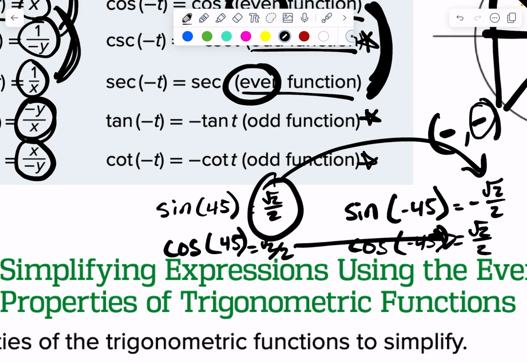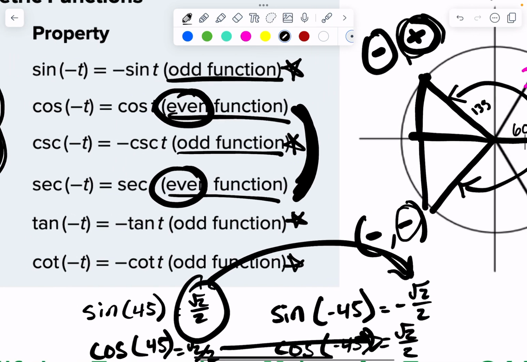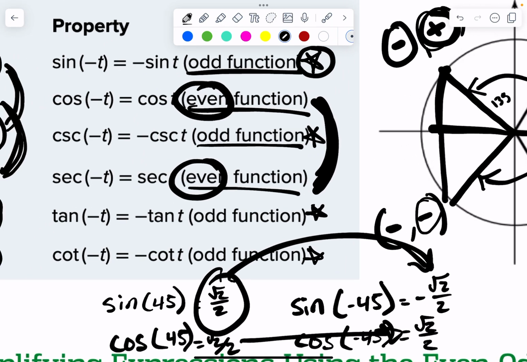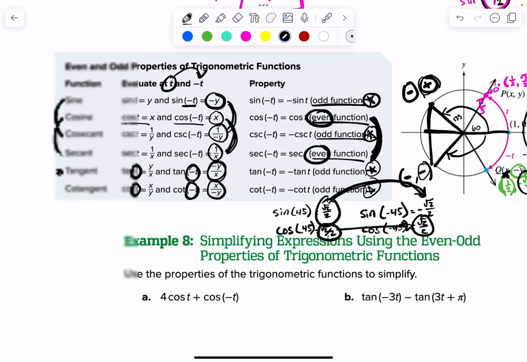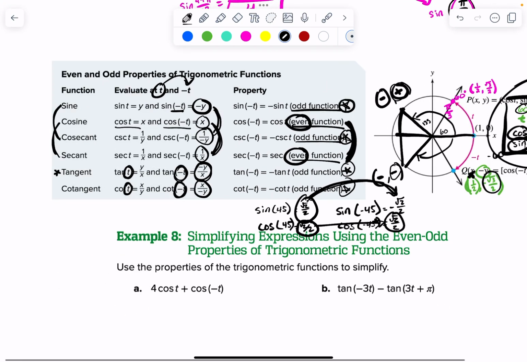He doesn't change at all. This guy's the one that is going to change. Sine is going to change. And the fact that he changes sign, positive, negative, means he is going to be an odd function. The even ones stay even. They stay the same value. The odd ones are the ones that switch. Okay. I just confused you a lot. Whatever.